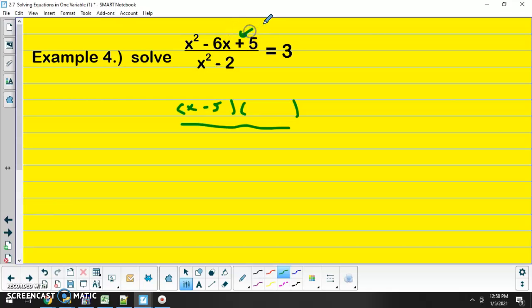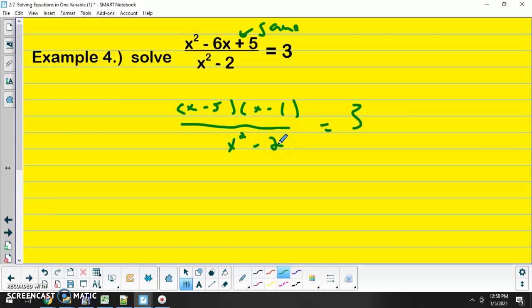Remember the signs here are the same because that's a positive 5. And they're going to be both negative because it's a minus 6 there. So x minus 1. Okay, so that would give you negative 1 and minus 5. So negative 1 and negative 5 make negative 6 in the middle. And you'll have x squared minus 2 equals 3.